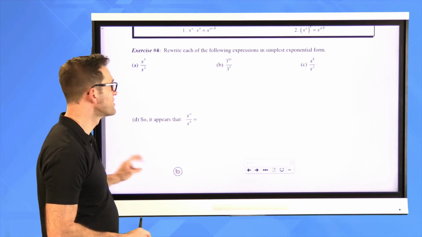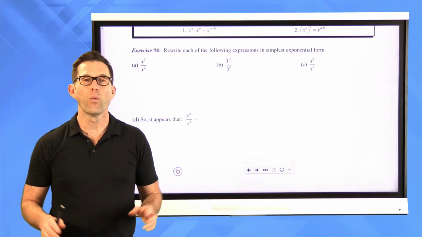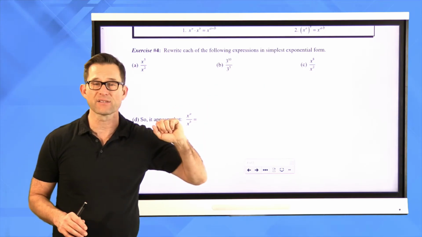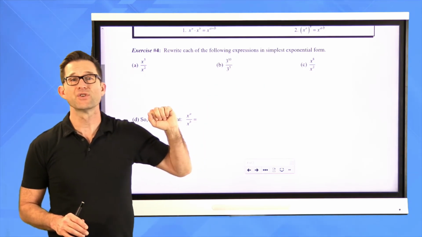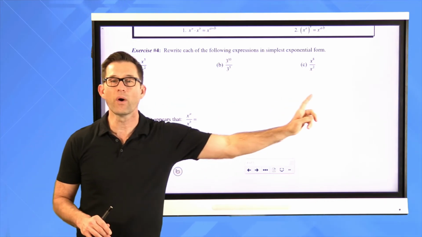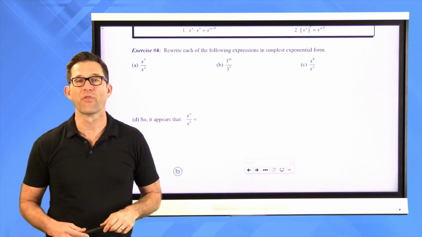All right, exercise number 4. Rewrite each of the following expressions in simplest exponential form. Okay, now we worked on simplifying fractions involving exponents in the last lesson. So what I'd like you to do is pause the video now and simplify each one of these things to see what you get so that we can then develop the third exponent law.